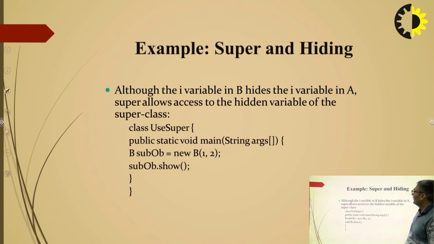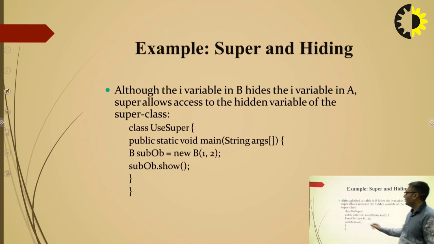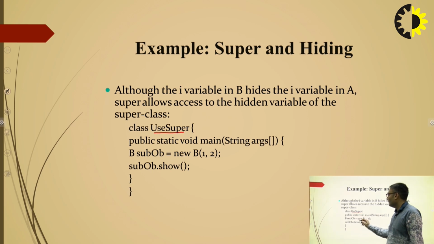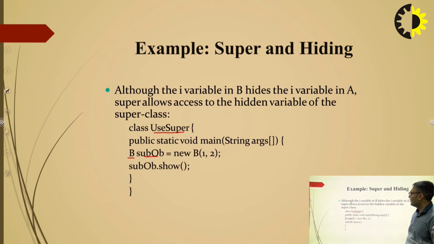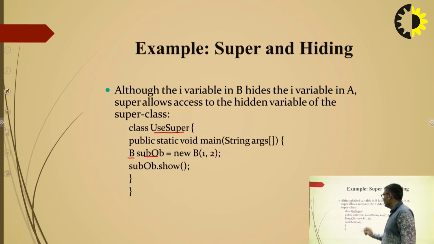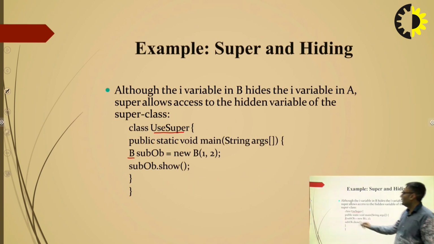Now let's see another example. It is the same example as we discussed in the previous slide. Here is a class named SuperClass, using super. There is a main method here. Here is a class B. We are creating the object of class B here, and I'm just accessing the values 1 and 2 that are defined here. This is the same example.